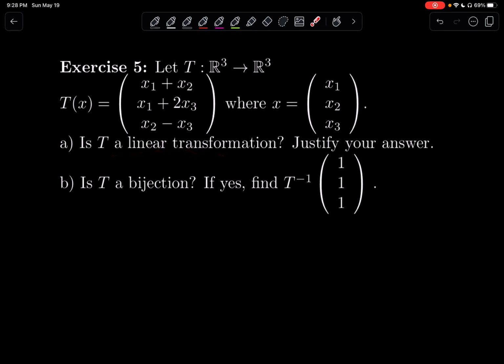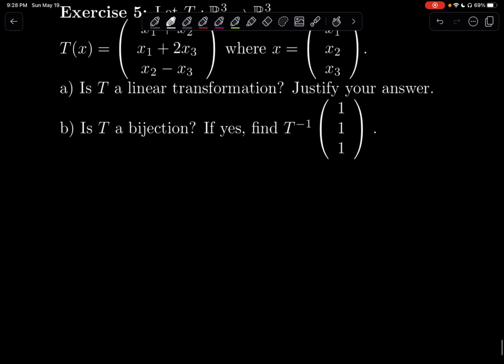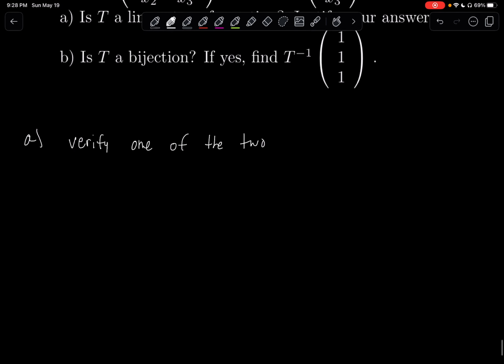So what does that entail? There are actually two ways of going about this, two ways to check if a transformation T is linear. One of them is going to be really quick. The other one will be not as quick, but they're both going to be easy. So in order to do A, we ought to verify one of the two. You get two options.